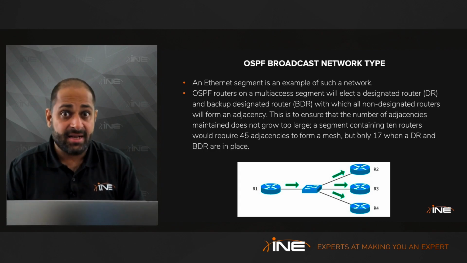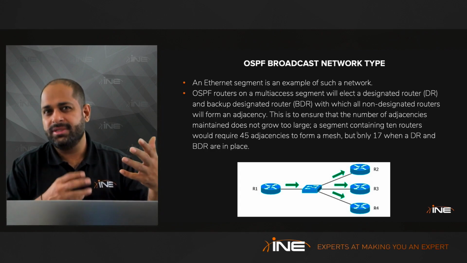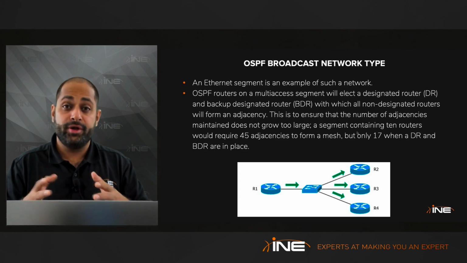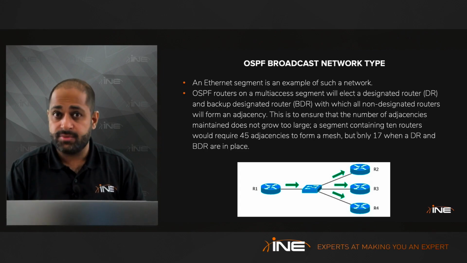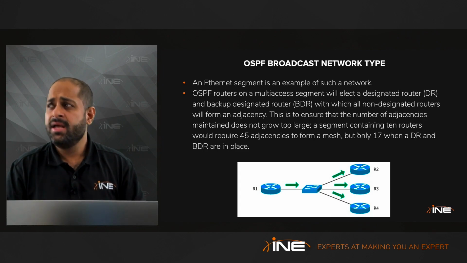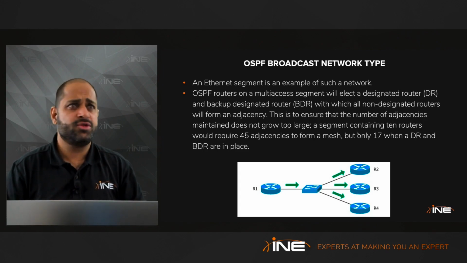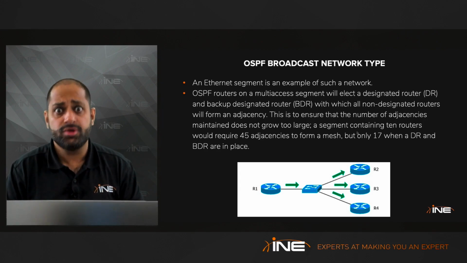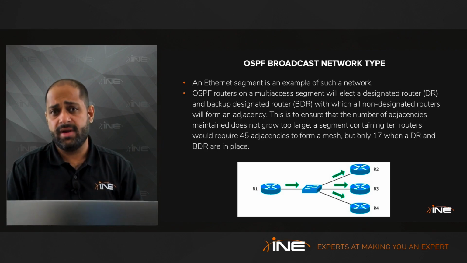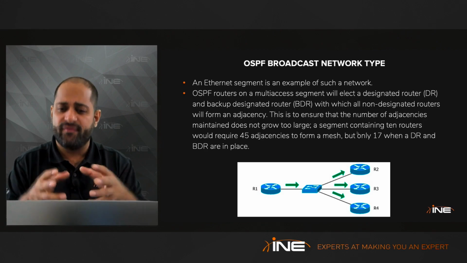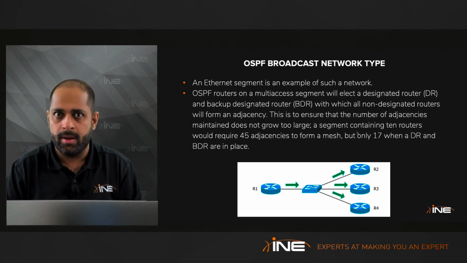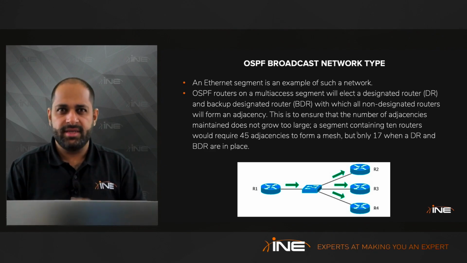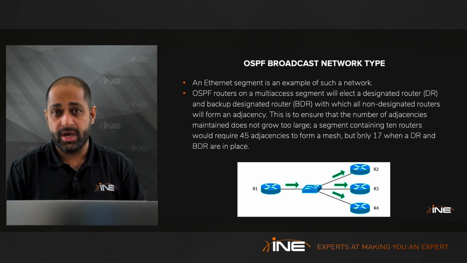So because of that, there's something called the DR election. A DR gets elected to reduce the amount of LSA floods which would happen in that broadcast segment. Basically the same information would be sent to multiple routers from multiple devices. Exactly the same information. To avoid that, we have a DR election. So among all the 4 routers that we see in this diagram, one of the routers gets elected as a DR, and the DR selection happens based on priority.